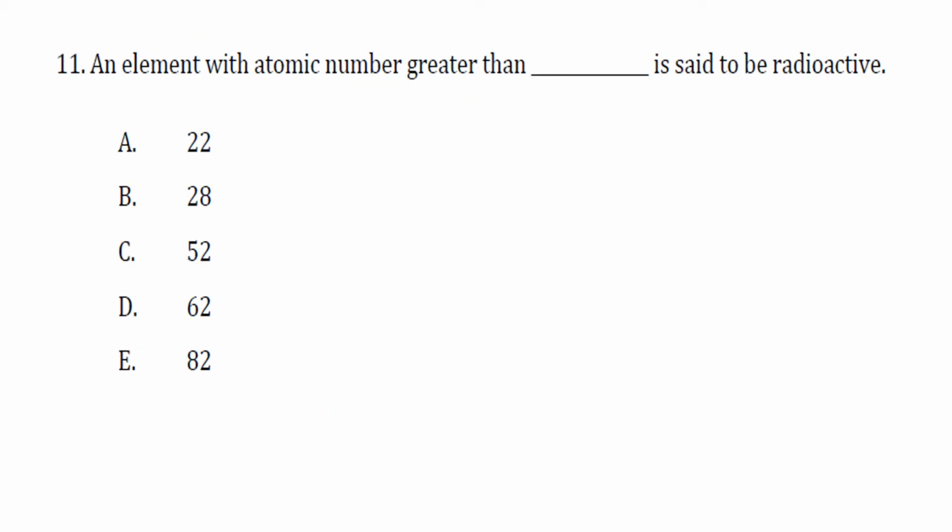An element with atomic number greater than blank is said to be radioactive. Now this is a knowledge question, and the correct answer here is letter E, that is 82. Any element that has an atomic number greater than 82 is said to be radioactive.